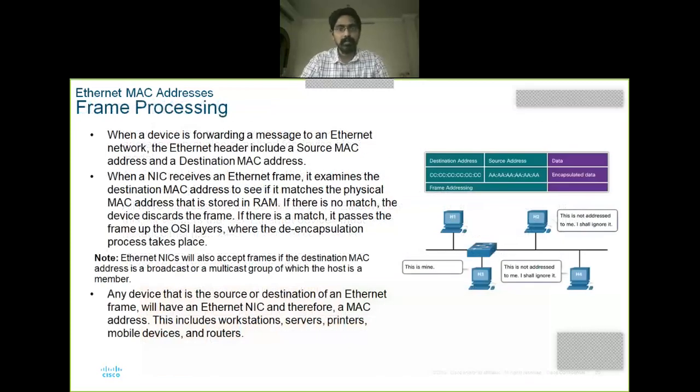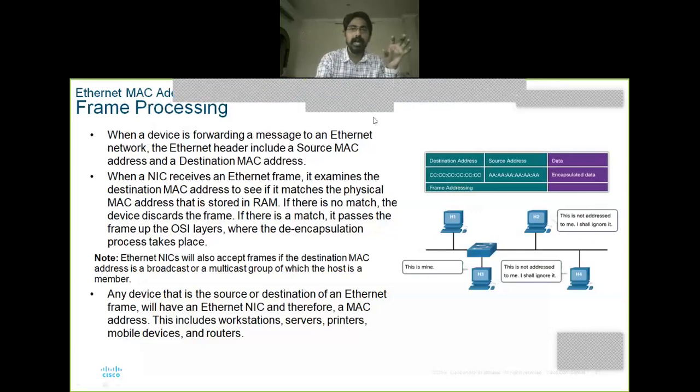Next, frame processing. How is an Ethernet frame processed? We have already seen that an Ethernet frame contains header, trailer, and in that we have data, right? How are these frames forwarded or processed? When a device forwards a message to Ethernet, the Ethernet frame contains MAC addresses. I already told you at the data link layer we have MAC addresses. What is that MAC address? Source MAC address and destination MAC address.